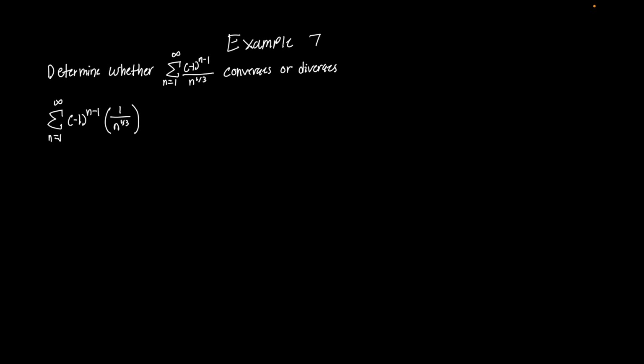So now let's check the limit. The limit as n approaches infinity of 1 over n to the 1/3 is equal to 0. Remember, 1 over infinity to anything is just 0. And we know that infinity to the 1/3 power is just infinity. So both of these conditions are true, so let's say the series converges by the alternating series test.